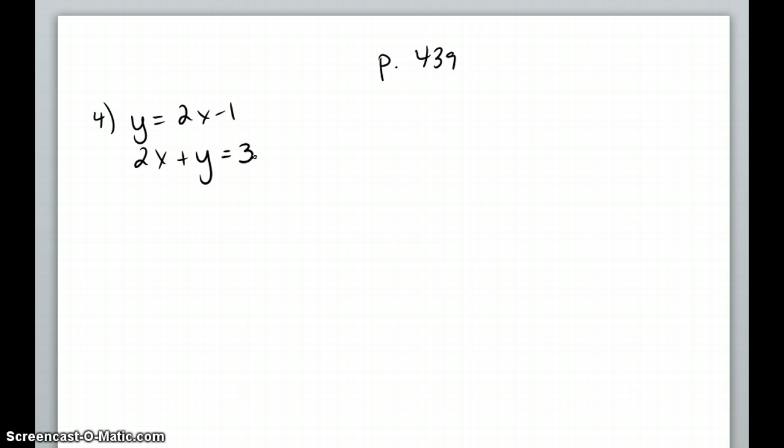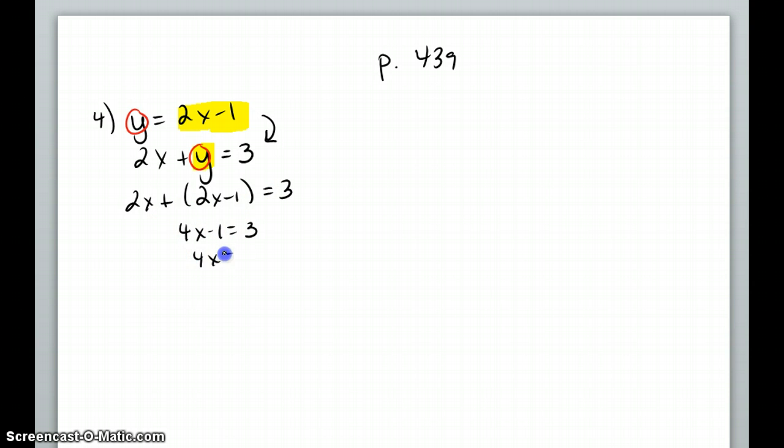All right, so remember that when we're solving by substitution, we're looking for a variable to be isolated. And if it's not isolated, we're looking for a coefficient of 1 or -1. Well, if we look at the very first problem, we have a variable isolated. So we have y equals 2x minus 1, and we're going to substitute it into here. So we have 2x plus, in parentheses, 2x minus 1 equals 3. So 4x minus 1 equals 3, 4x equals 4, x equals 1.